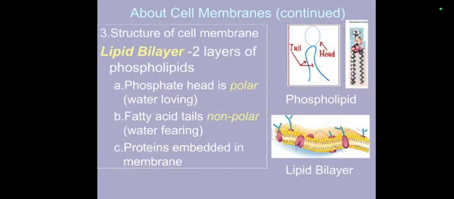Next, the structure of the cell membrane contains a lipid bilayer, two layers of phospholipid, so it is called a lipid bilayer. The phosphate head is polar and the fatty acid tails are non-polar. The phosphate head is the polar, water-loving part, and the fatty acid tail is non-polar, water-fearing. The cell membrane also contains proteins embedded in it.